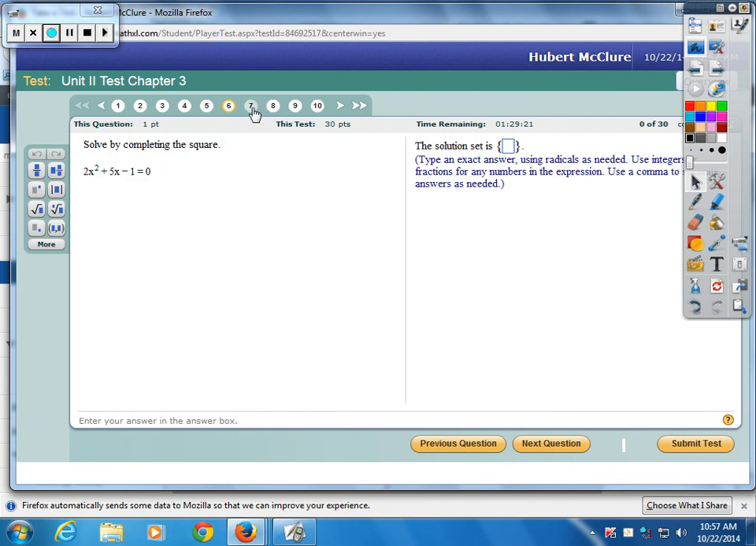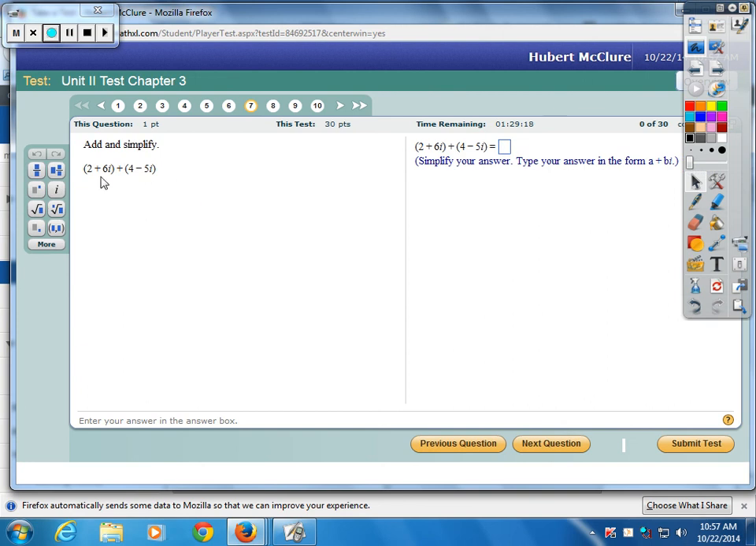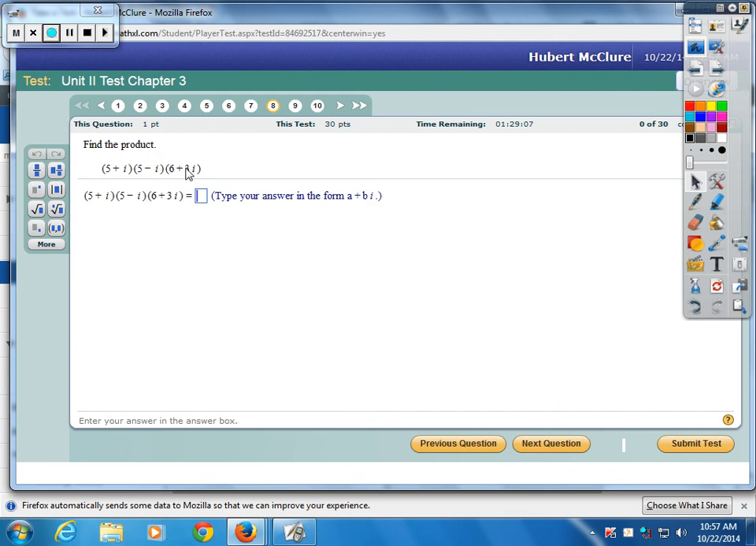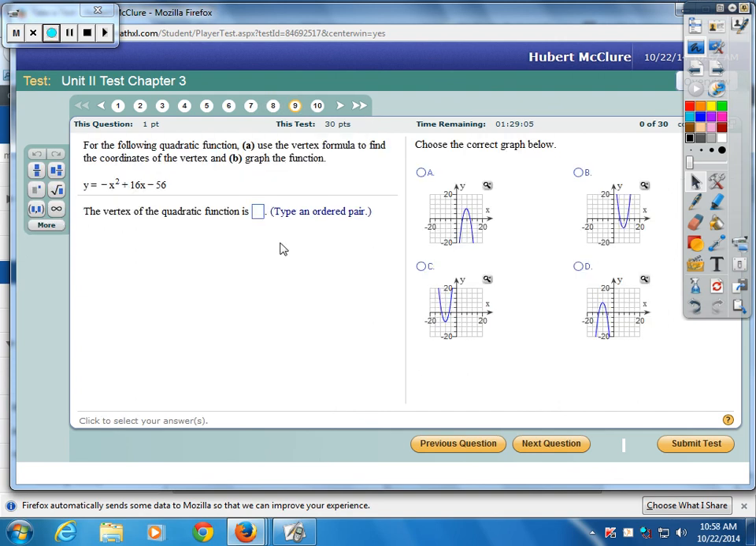Solve by completing the square. Make sure you can do the i's. What is i squared? -1. So -1 is going to combine two of the numbers. Don't forget that. There's another one. Complete the square. It says for the following, use the vertex formula, blah, blah, blah. Just ignore that. They want the vertex, use complete the square.